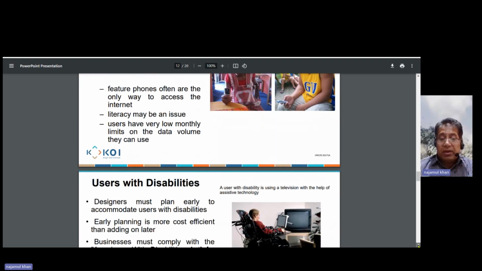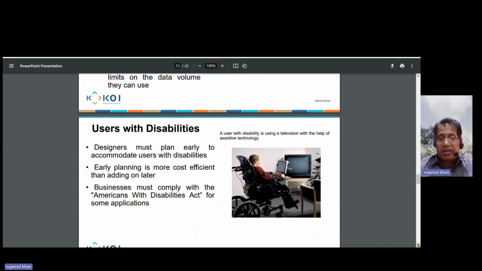Now, this is also important. As you can see in this picture, a user with a disability is using a television with the help of assistive technology. These kinds of technologies are available now, where people can be seated on a disabled chair, as you can see here. Then again, it's up to the designers to design all these things to satisfy the requirements of this disabled user. Once again, it's all about how you accommodate people who have disabilities.